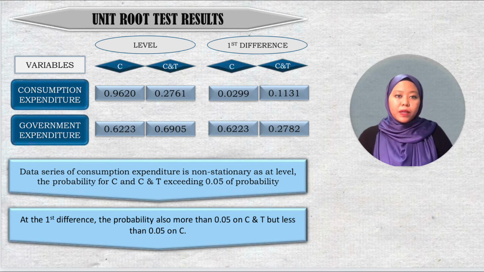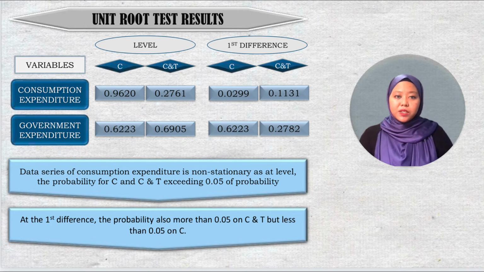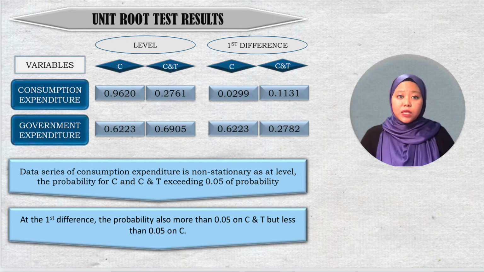We are applying the augmented Dickey-Fuller test that is valid in a large sample, as this study covered 20 years of time series. Data series of consumption expenditure is non-stationary, as could be seen at level. In addition, at the first difference, the probability is also more than 0.05 with 0.1131 at C and T. On the other hand, for C, the probability is 0.0299.